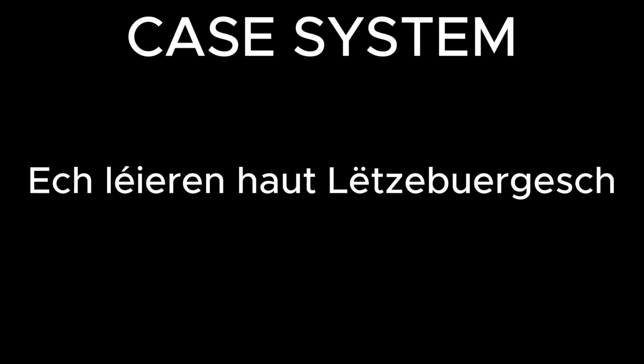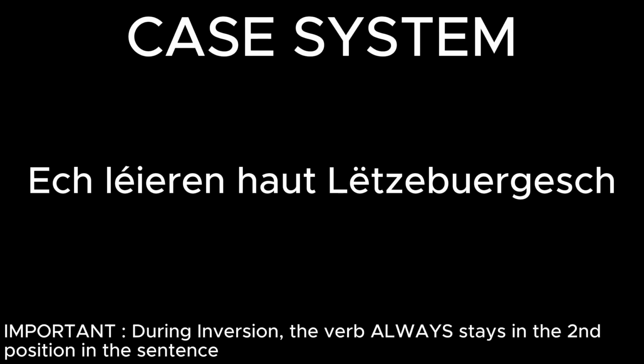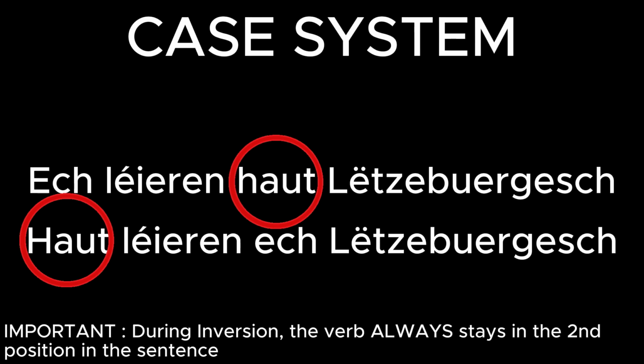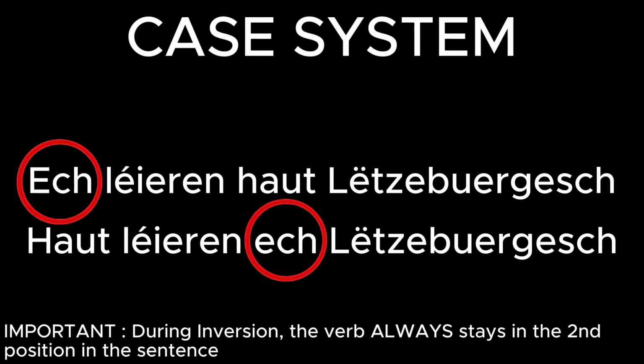But if we want to construct longer sentences, for example, ich lehre Haut Luxembourgisch, the only thing you have to do is that the verb always stays in the second position, no matter what happens. And so you only change the subject with another word. For example, you can say, Haut lerne ich Luxembourgisch. Why is it still the same? Because again, we have cases, and since the verb stays in the second position, and every word has its own grammatical case, Haut lerne ich Luxembourgisch has the same meaning as ich lerne Haut Luxembourgisch. Why? Because Haut indicates a time, ich indicates the subject, and Luxembourgisch the object.